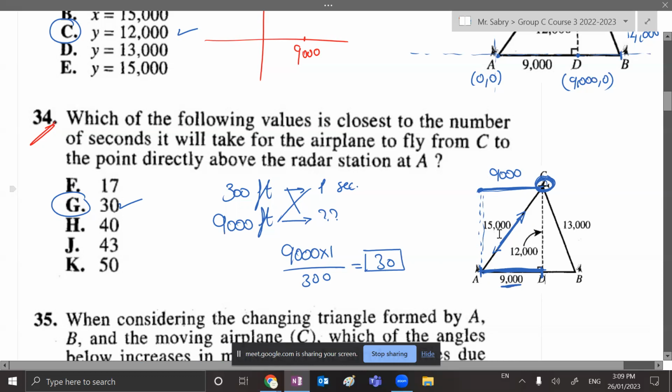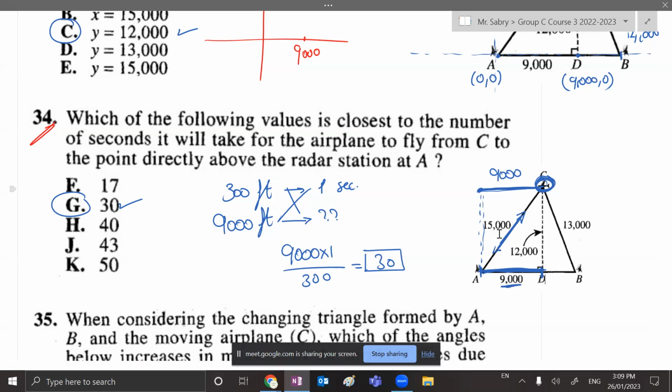And the 1 second thing is because they said that the plane flies at a constant speed of 300 feet per second, which means it is 300 feet per second. I hope that kind of makes sense.